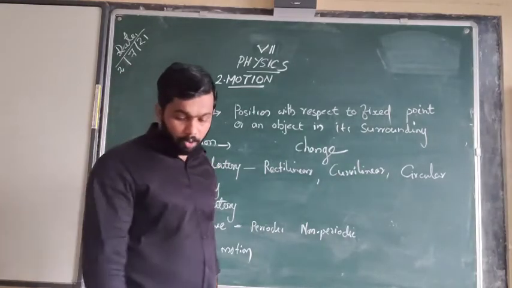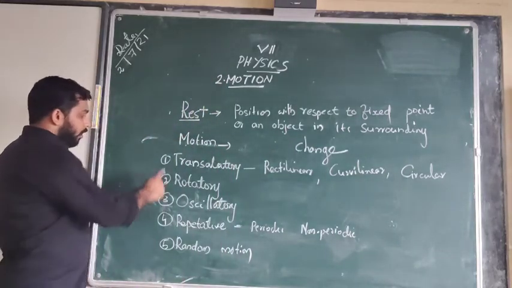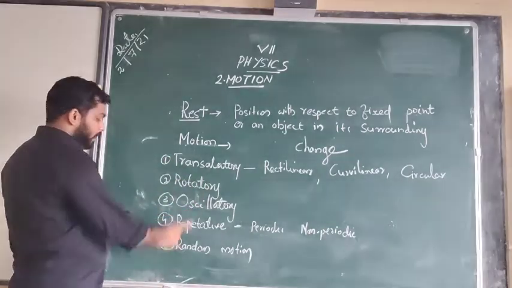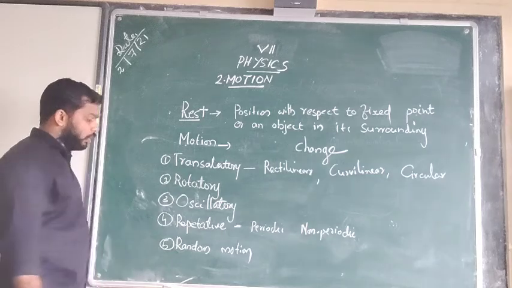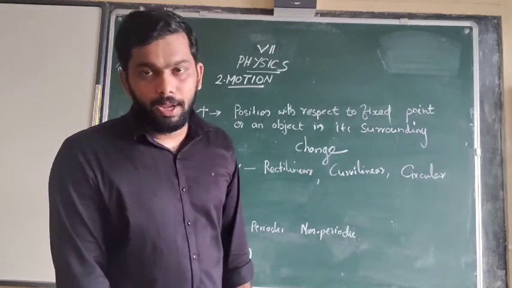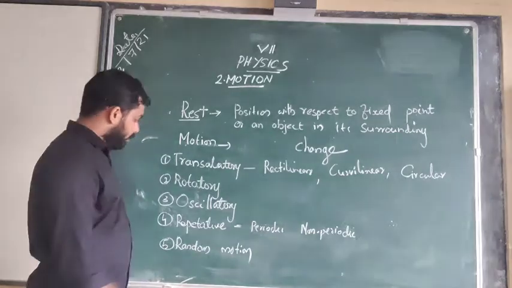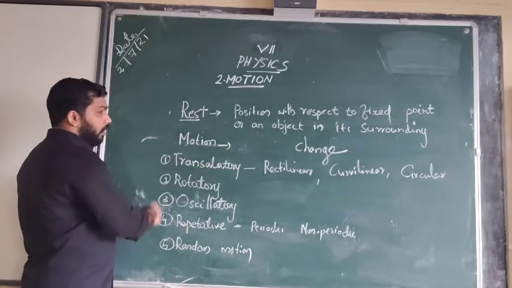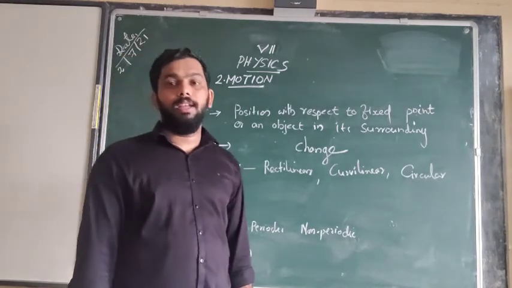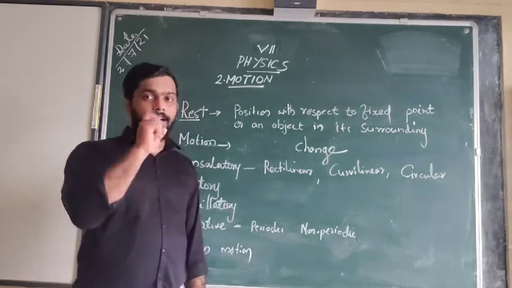Now we are going to discuss types of motion. Mainly we are discussing five types of motion. First one is translatory motion, second is rotatory motion, third is oscillatory motion, fourth is repetitive motion, and fifth is random motion. And one more type of motion is there, that is combination of motion. Whenever more than one motion comes together at one time, we say that it is a combination of motion.